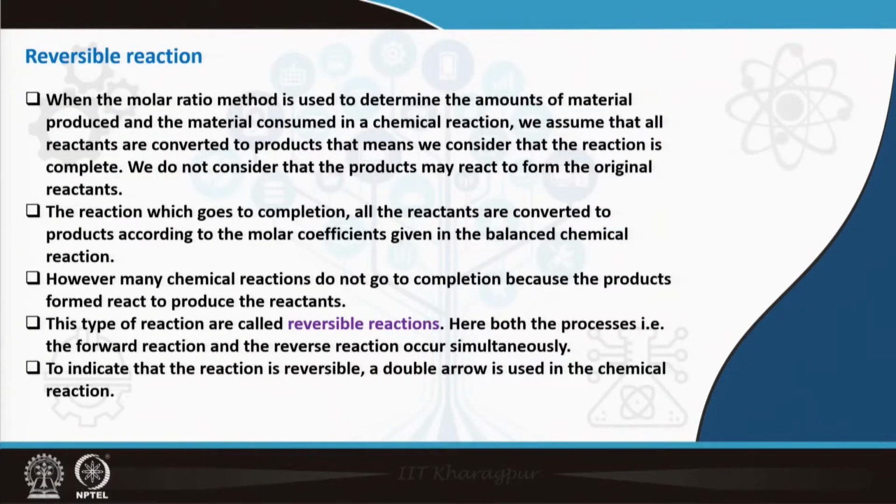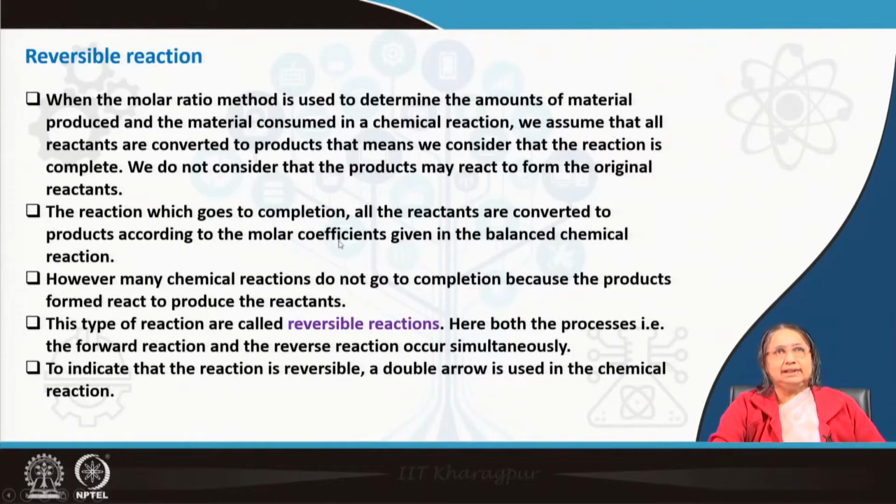We all know that when we want to know how much product is formed or from how much reactants, we always use the balanced equation for a certain reaction. So, in molar ratio method, when we want to determine the amounts of material and the material consumed in a chemical reaction, we assume that all reactants are converted to the products. That means 100% conversion. We never consider that the products may react to form the original reactants also.